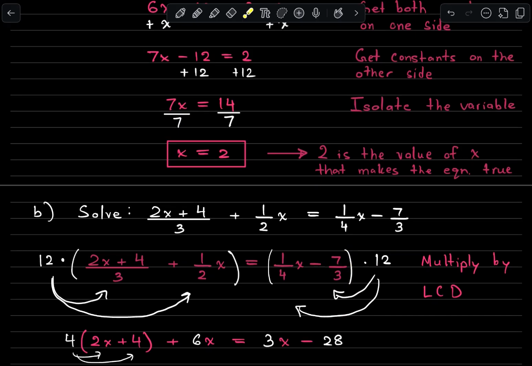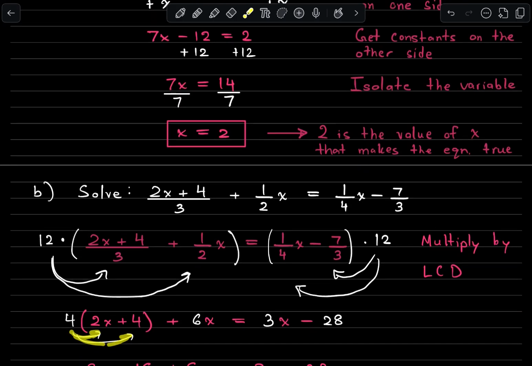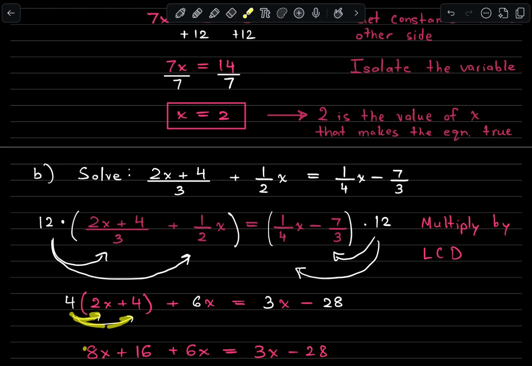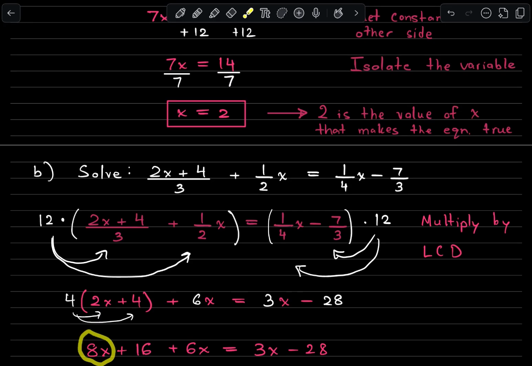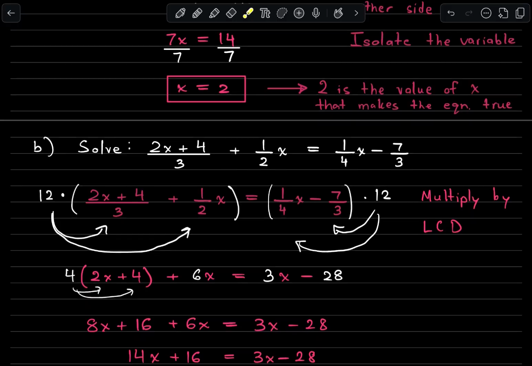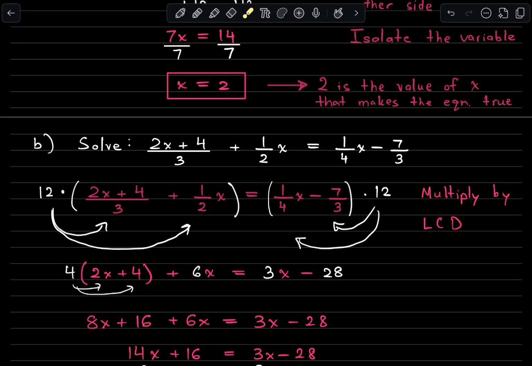Okay, and then from here, the next step is going to be to distribute this 4 across this parentheses. We'll get 8x plus 16 plus 6x on the left side, 3x minus 28 on the right side. Let's combine like terms where we can. So we get 14x plus 16 on the left side. The right side stays the same, 3x minus 28.